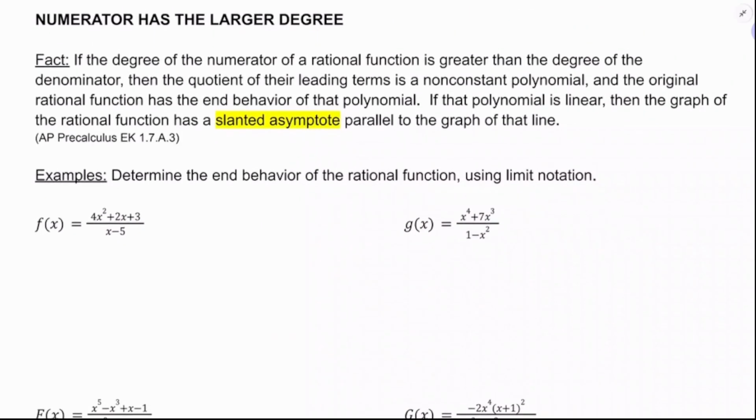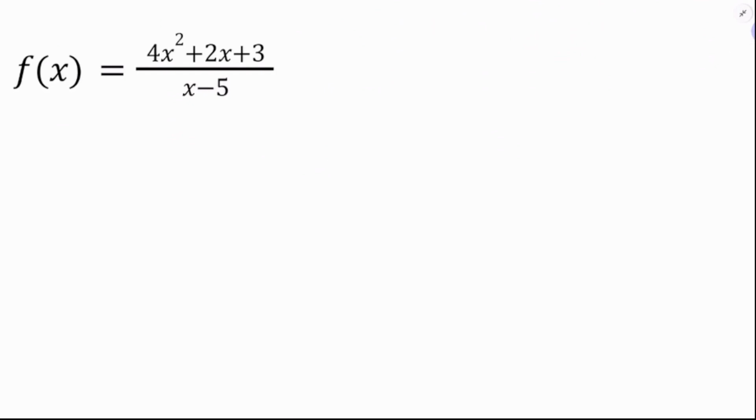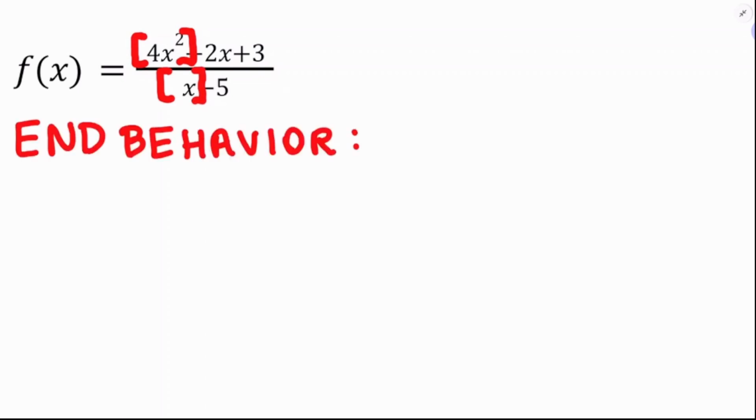Okay, so determine the end behavior of the rational function using limit notation. I'm just going to dive right in and show you exactly what we're talking about here. We're going to look at f of x equals 4x squared plus 2x plus 3 over x minus 5. We're going to grab the highest degree term in the numerator and in the denominator, and take them off to the side, and use that to analyze our end behavior. So we're going to divide 4x squared by x, and we're going to get 4x.